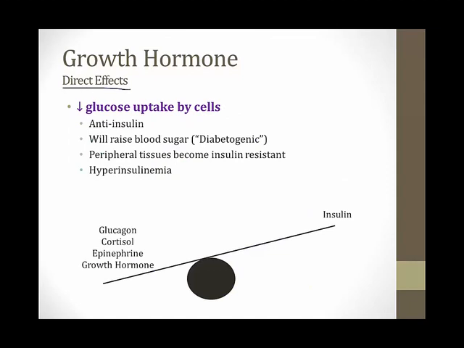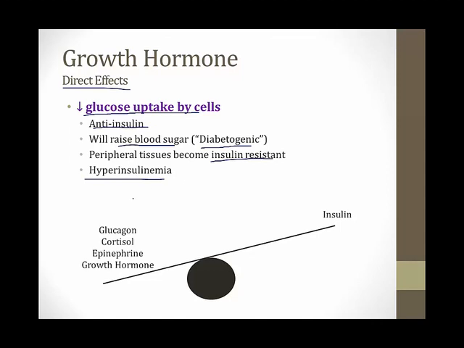So now let's talk about the effect of growth hormone on cells and tissues, and I'll begin by discussing the direct effects. These are effects due to growth hormone itself, not mediated through IGF-1. Growth hormone can decrease glucose uptake by cells. It is anti-insulin. It will raise the blood sugar. It's sometimes called diabetogenic. Peripheral tissues exposed to growth hormone become insulin resistant. As a result, insulin levels need to rise in order to maintain the blood sugar, and therefore patients develop hyperinsulinemia when growth hormone levels are high.